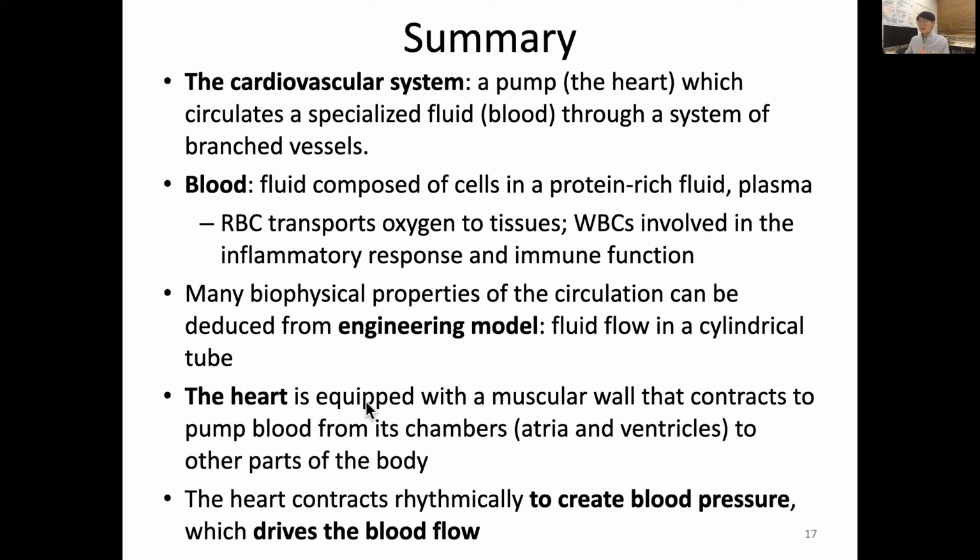And the heart, lastly, is equipped with a muscular wall that contracts to pump blood from its chambers, both atria and ventricles, to other parts of the body. And the heart contracts rhythmically. The goal is to create blood pressure, especially at the aorta and pulmonary artery, which drives the blood flow throughout the system and throughout the pulmonary lungs.